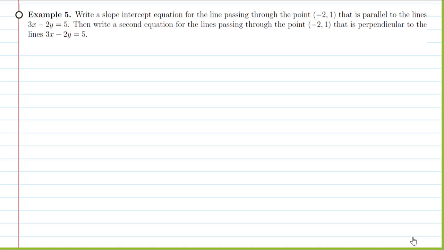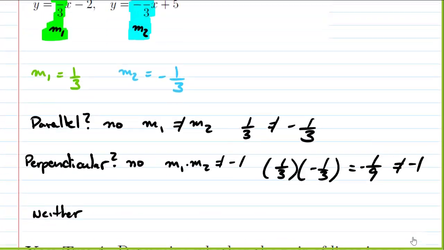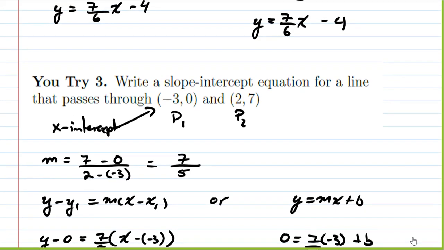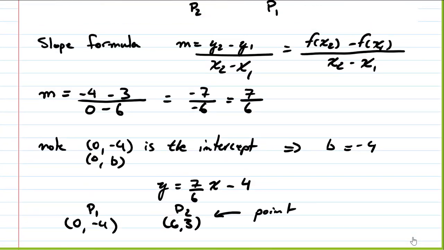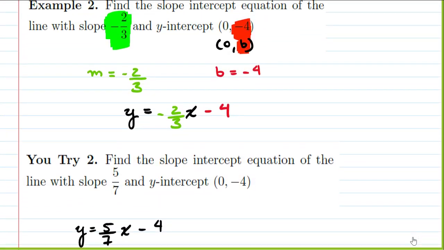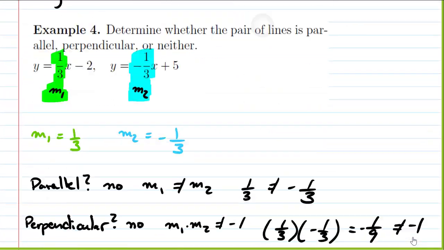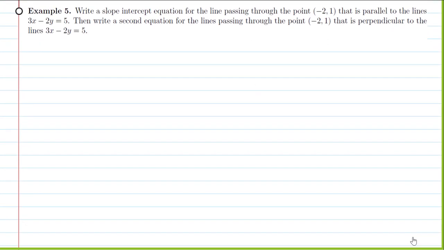So this is the same as the problems we were doing up here, where we're trying to find the equation of a line. But we are going to be given one point, and we are going to be given a slope. But we are given the slope indirectly, which is we need to find the slope. So the first thing we need to do is find the slope of the given line.